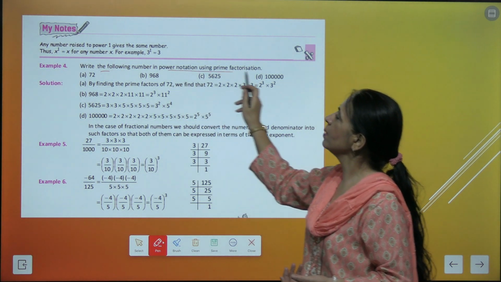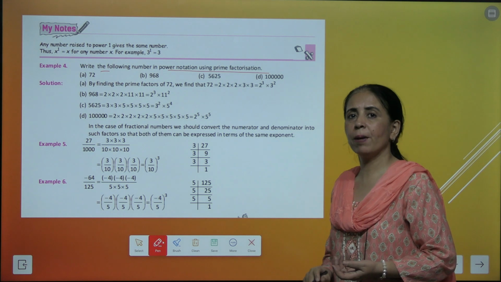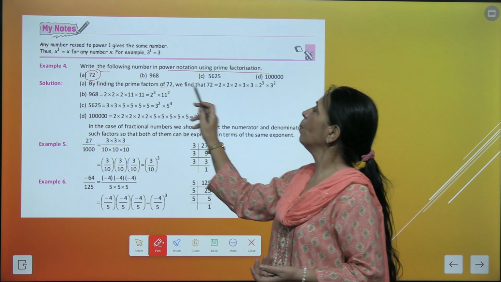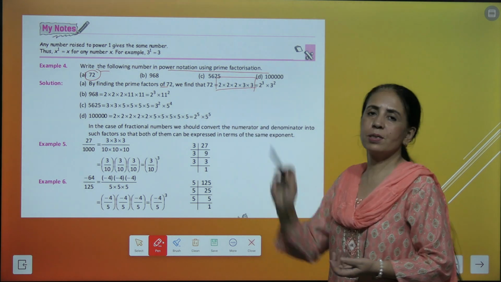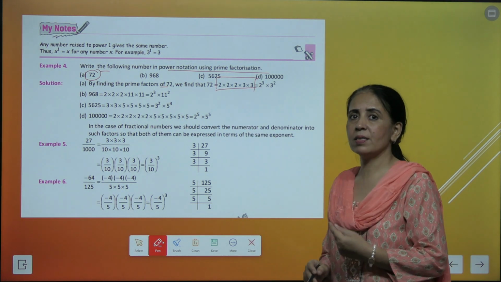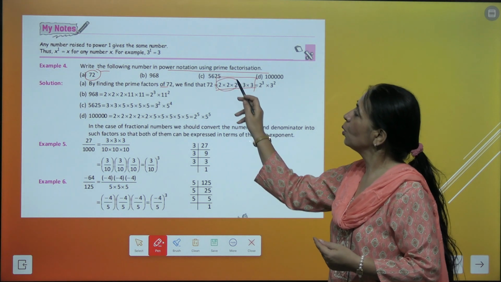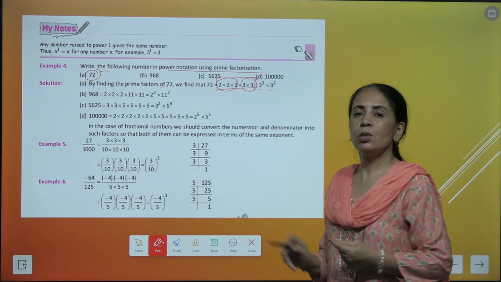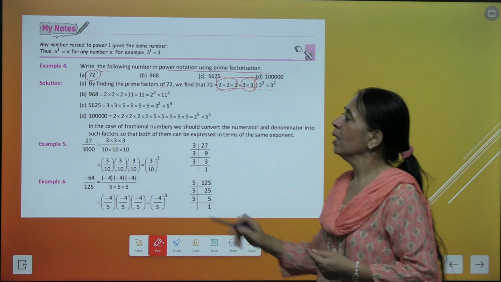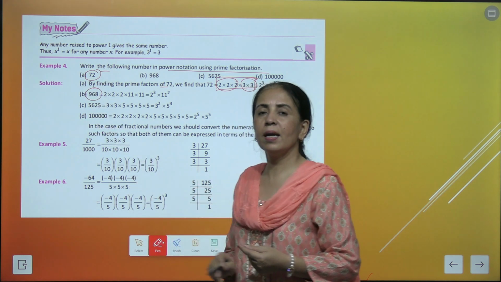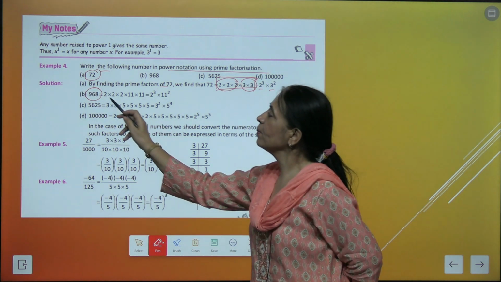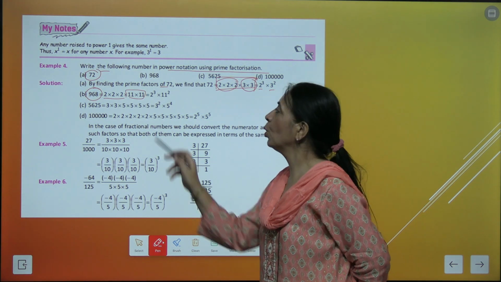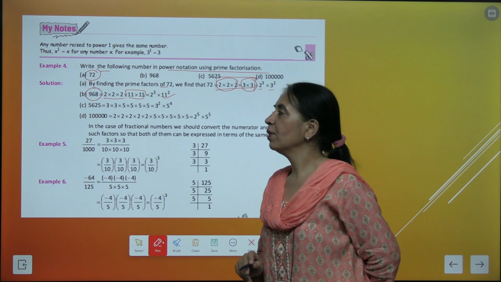Write the following numbers in power notation using prime factorization. क्या करना है, हमने अपने नंबर को ब्रेक करना है प्राइम नंबर्स में बाय मेकिंग द फैक्टर्स, और फिर ऑब्जर्व किया 2 3 टाइम्स आया, हमने लिखा 2 क्यूब, और 3 2 टाइम्स आया, सो वी हैव रिटन 3 स्क्वायर. नाउ लेट्स टेक 968, इसको ब्रेक किया 2 times 2 times 2 and 11 coming 2 times, तो ये बना 2 cube multiplied by 11 square.